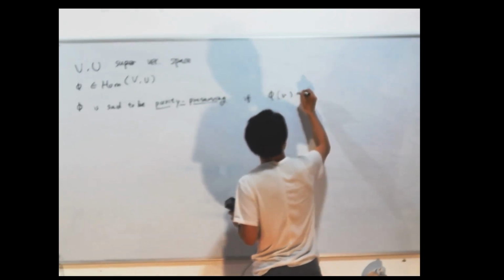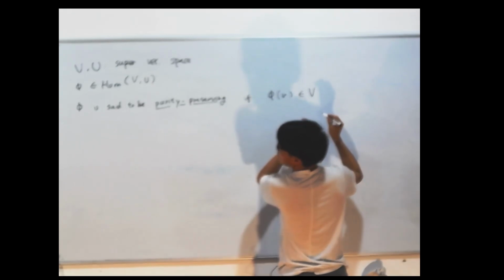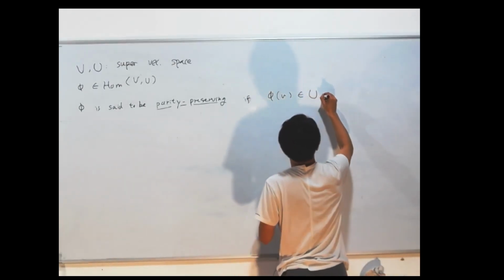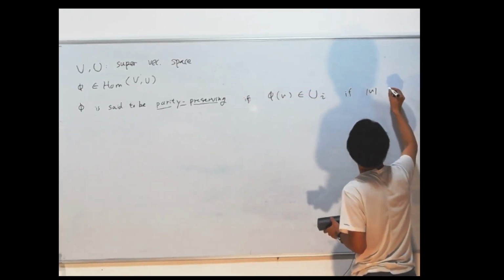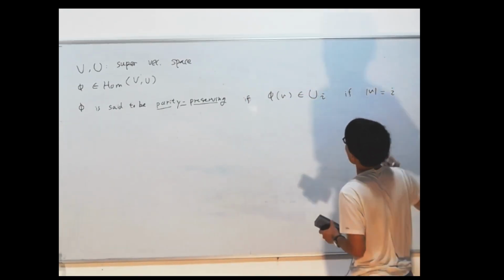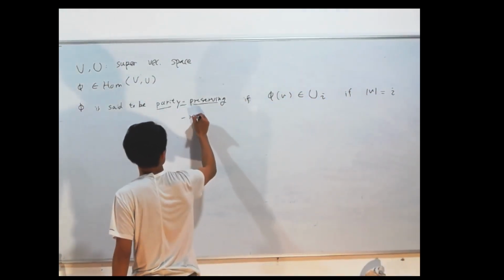This is in V, which one I think? UI if parity of V is I. Am I correct? I think it is. And then, of course, now you can have reversing.